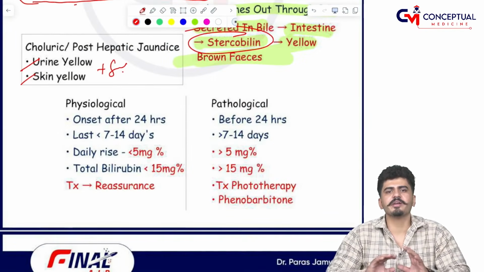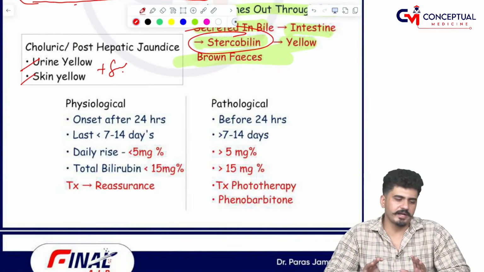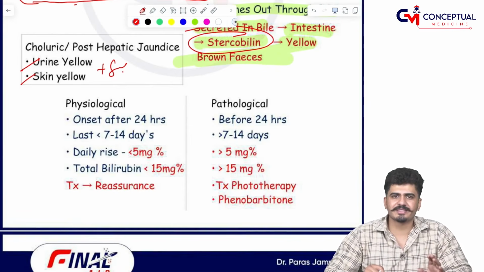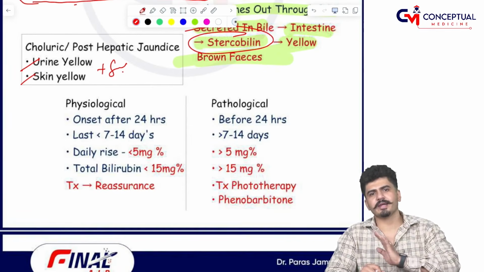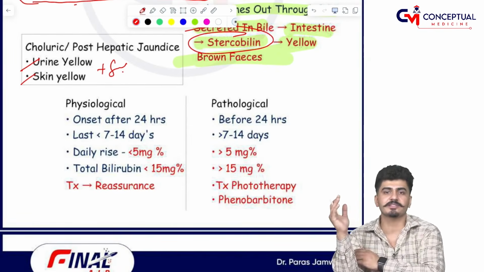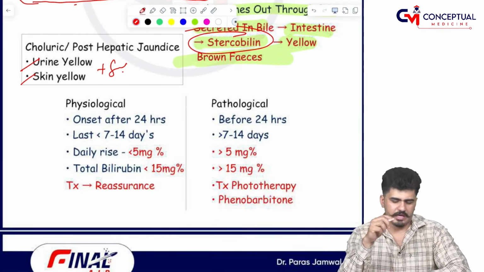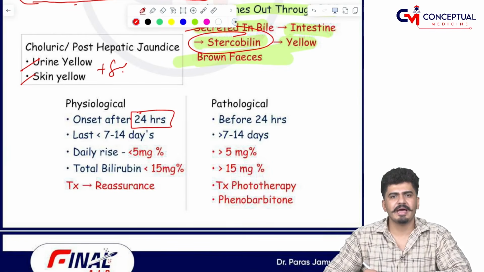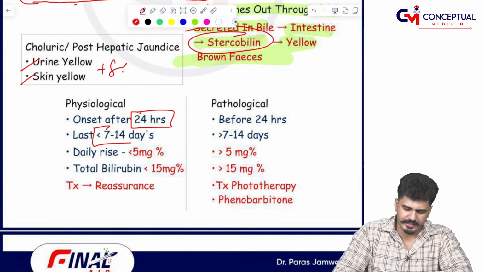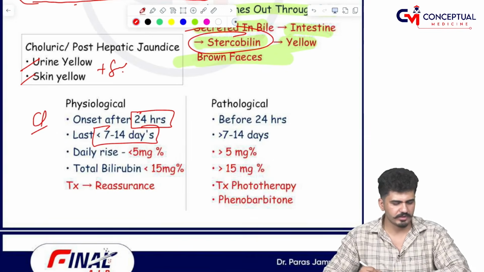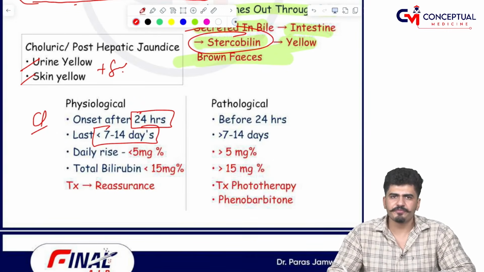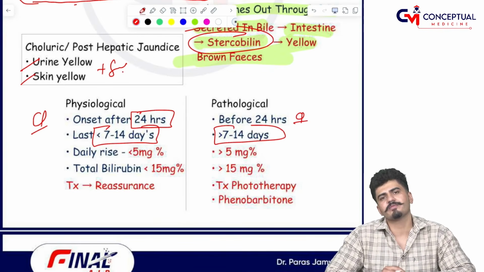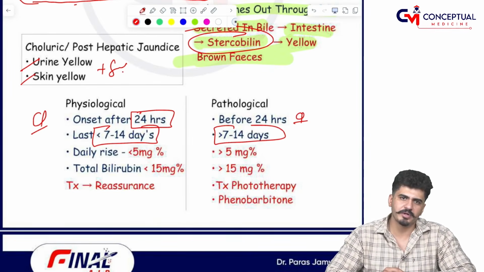Now jaundice is divided into two: one is physiological and the other is pathological. Physiological is like a good guest, coming late and going early, and pathological is a bad guest, coming early and going late. If jaundice is coming after 24 hours of birth and going within 7 to 14 days, this is physiological jaundice. And my dear friends, if it is coming before 24 hours and staying for more than 7 to 14 days, this is pathological jaundice.